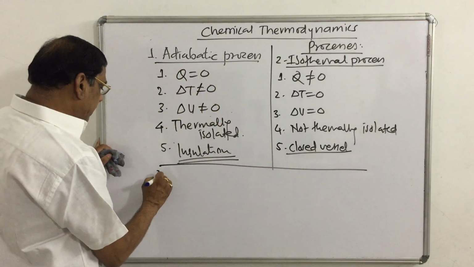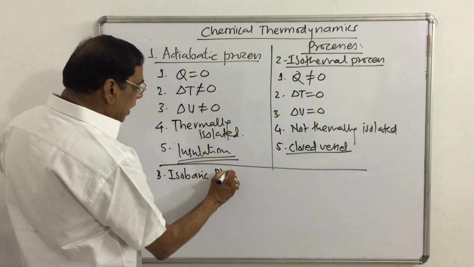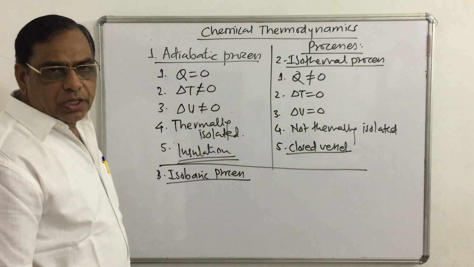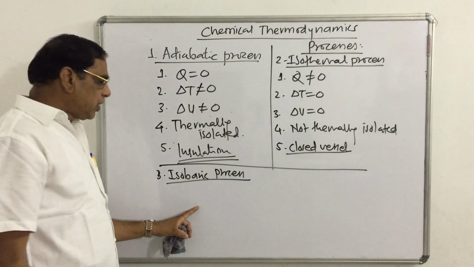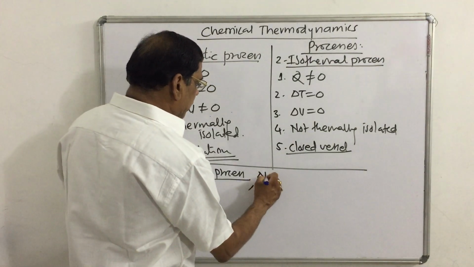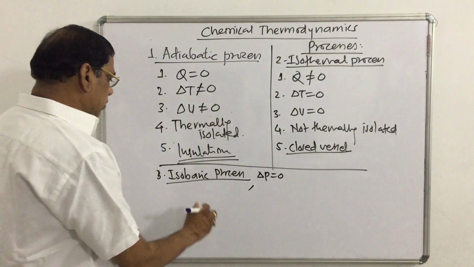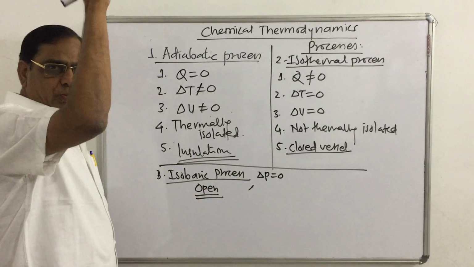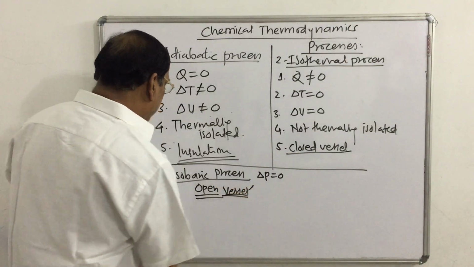Again, one more is called the isobaric process. What is meant by isobaric process? That is a process in which the pressure remains constant, that is, the change in pressure is equal to 0. There is no change in pressure. So it takes place in the presence of a constant atmospheric pressure, so generally it is carried out in an open vessel.